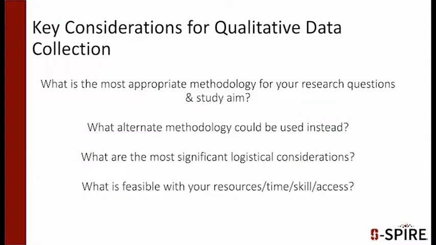So some final key considerations for qualitative data collection is really thinking about what is the most appropriate methodology for your research questions and your study aim. What alternative methodology could be used instead? What are the most significant logistical considerations that you might experience with these different strategies? And what is feasible within your resources, time, skills, and access?